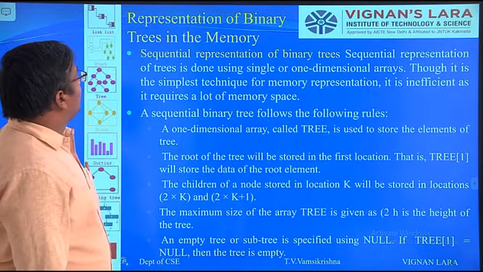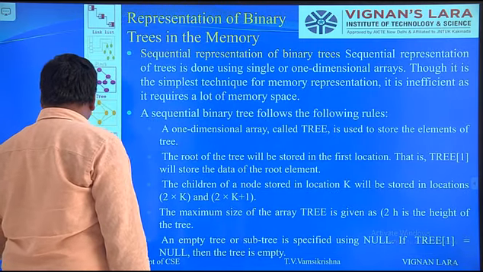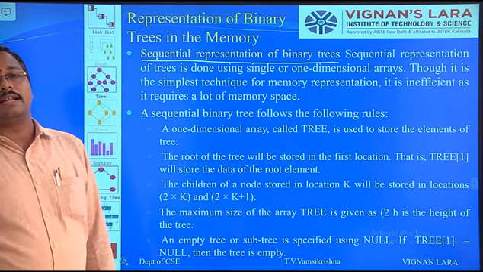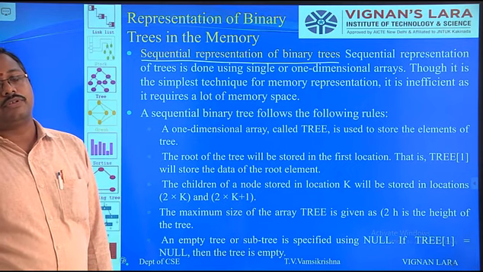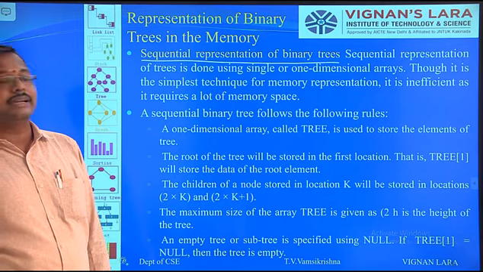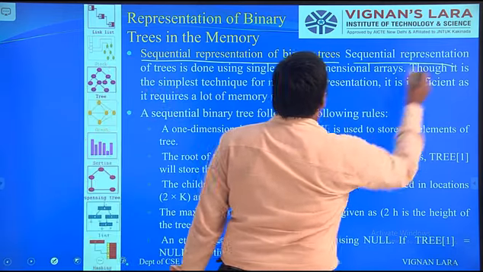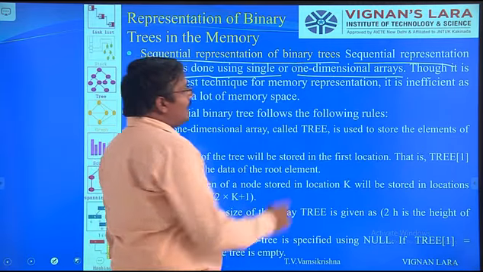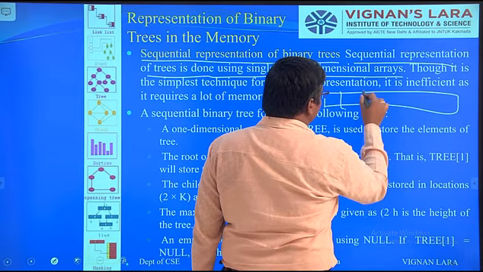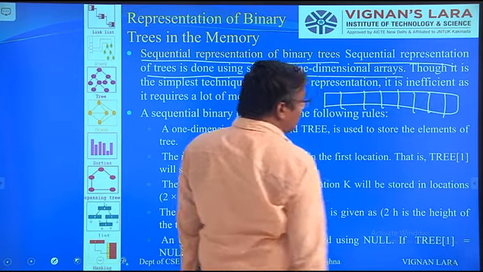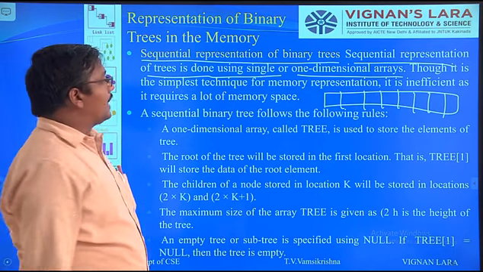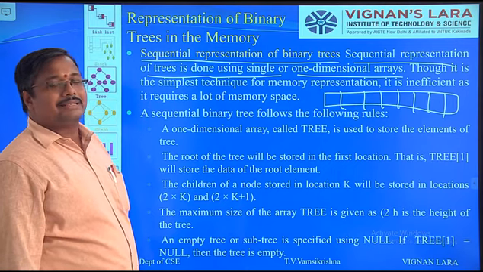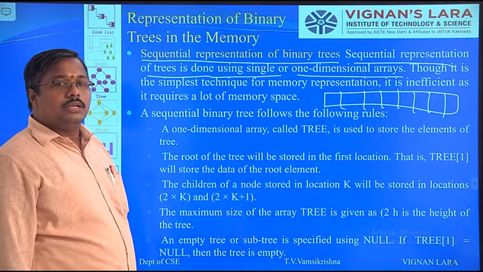Next we will see how to represent a binary tree using sequential representation. Sequential representation is nothing but an array. The sequential representation of trees is done using one-dimensional arrays, which have only one dimension. We mention the number of elements in the array as its size. These are the rules we have to follow while representing a binary tree using an array.